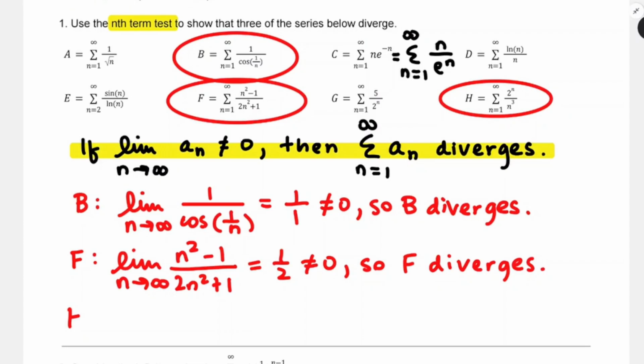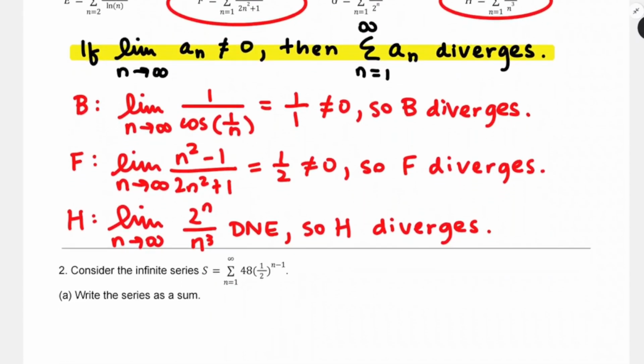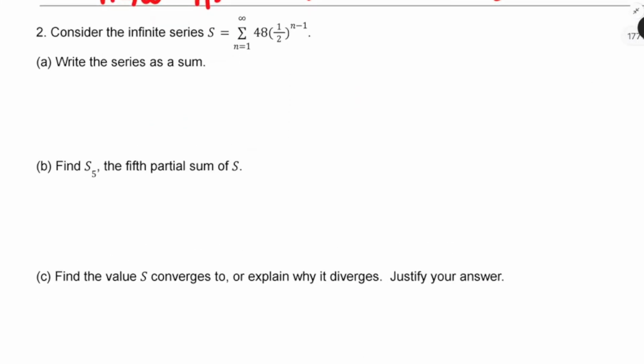And then the last one, because 2 to the n grows faster than n to the 3 as n approaches infinity, that limit is going to approach infinity. I could say that limit equals infinity, or I could say this limit does not exist, and that's not equal to 0, so H diverges. It's okay for us to say that a limit equals infinity, but it's not all right to equate, say, an x or a number to infinity. That wouldn't make sense. But you know that. You've been in this class long enough.